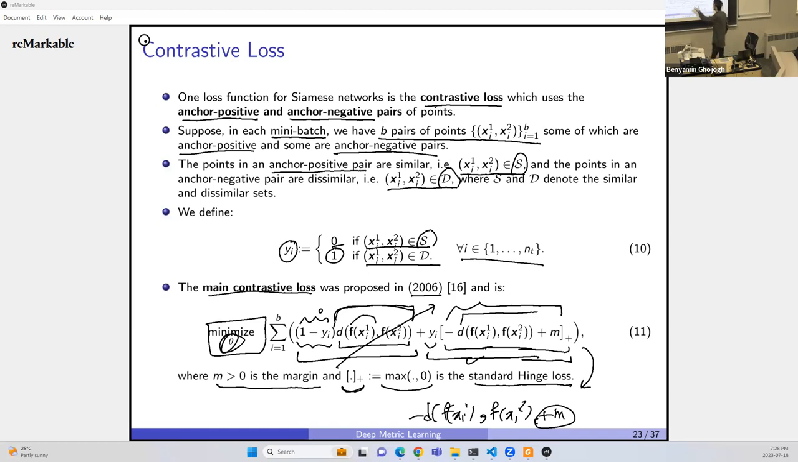Once we have a pair of anchor positive fed to it, once we have a pair of anchor negative fed to it. And when we have a mini batch, in a mini batch we have a mixture of anchor positive and anchor negative pairs, right? For anchor positive pairs, the first term applies. For anchor negative pairs, the second term applies, right? Okay.